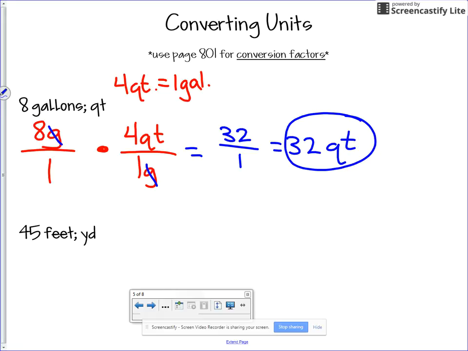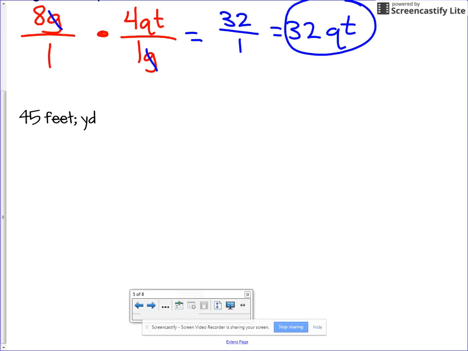I want you to try the next one completely on your own. You should know that converting factor. I'll give you a moment to do that. All right, let's check our work now. We have 45 feet. We're going to write that over 1. Use our converting factor. Our converting factor is going to be 1 yard is equal to 3 feet. We want feet to cancel out, so it's going to go on the bottom.